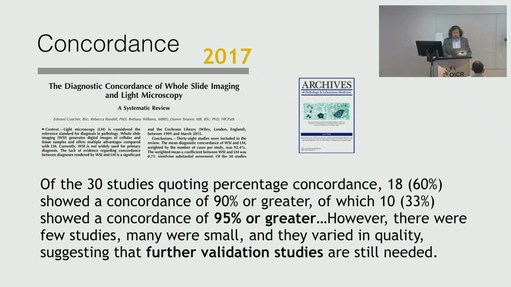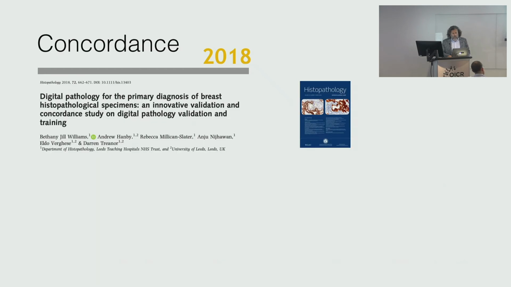Another paper from 2017 reviewed 30 studies quoting percentage concordances of 95% or greater. In 95% of the cases, digital pathology gives you the same diagnosis as the microscopy. But they also say some of the studies varied in quality, suggesting that further studies are necessary. It could depend on the primary site and on the primary diagnosis, on what you are looking for. Sometimes the discordance could be higher or lower. We are not completely out of the woods, although the College of American Pathologists is making recommendations in that regard.